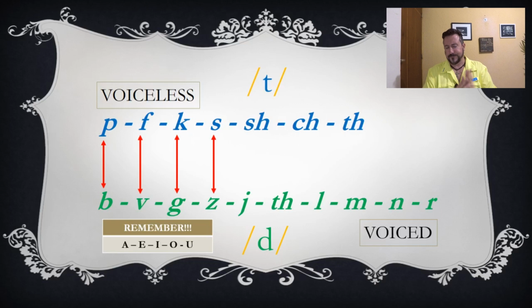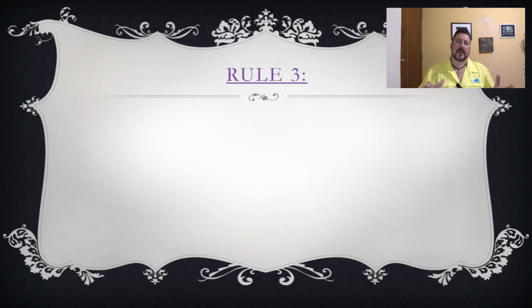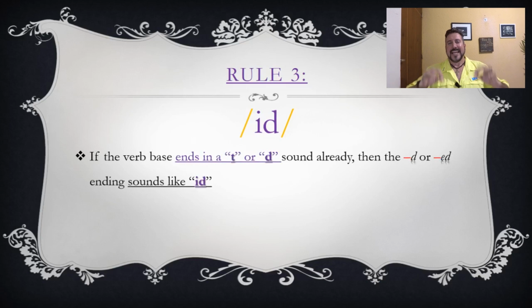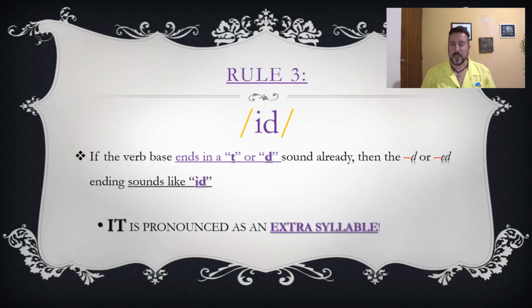So you're going to be like, Mr. Finn, we did the T and we did the D. So when am I going to use the ID? Very good question. If the base verb already ends with a T or a D, now you add the ID. The reason it's ID is that we need that I sound to separate the base and the sound of the past tense. And that gives us an extra syllable. So with rule number 1 and rule number 2, there's no extra syllable. Rule number 3, you have an extra syllable, right?